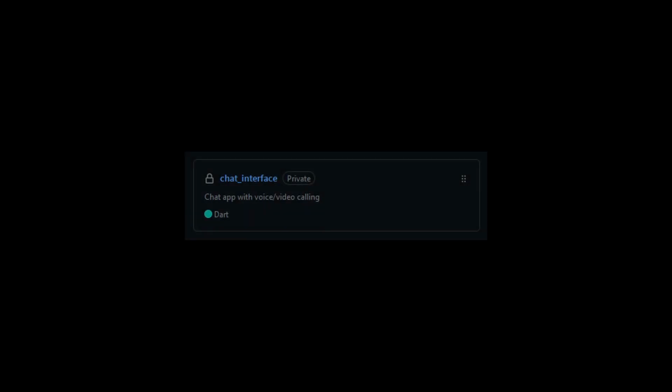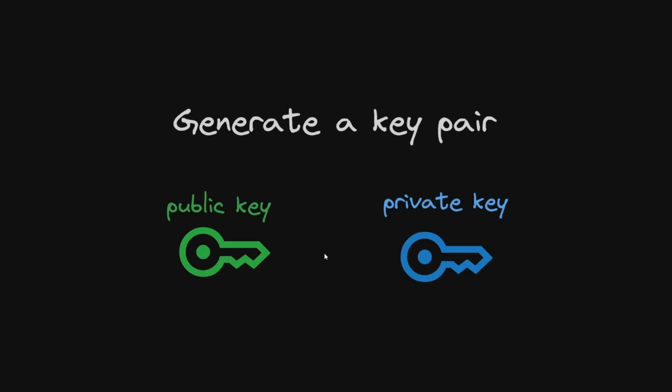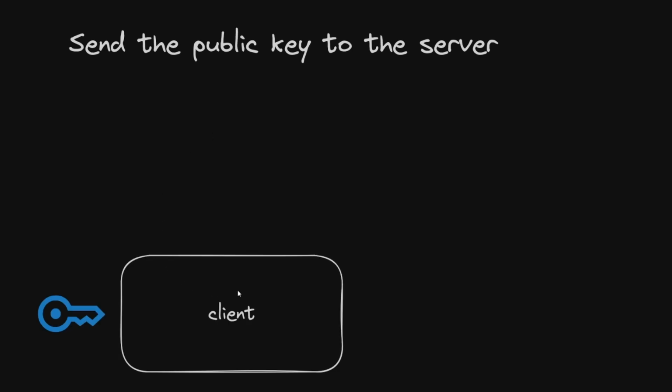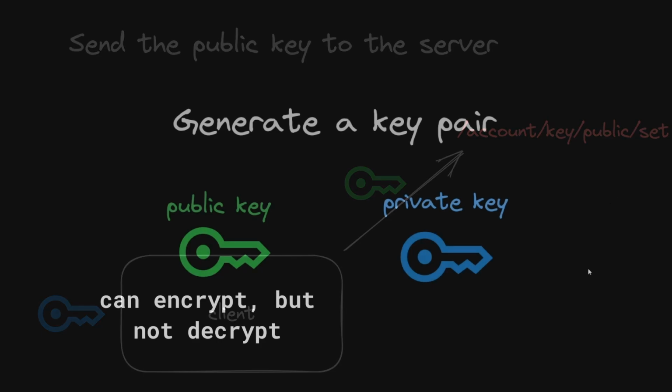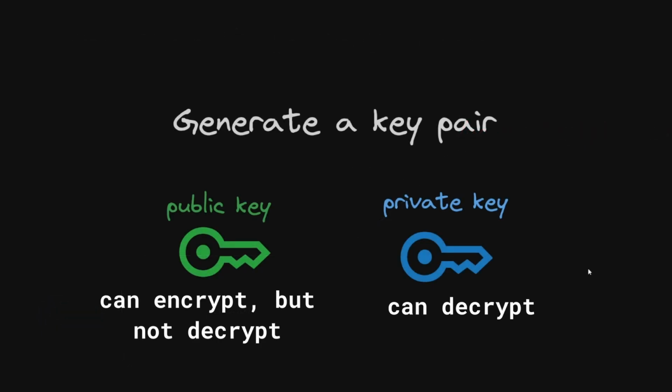But this process already begins when the app launches. Let me explain. When you launch the app, we first generate a key pair with a private and a public key that are associated with your account, but only the public key is sent to the server because it can be used to encrypt messages, but never used to decrypt those same messages. And only the private key can decrypt the messages that the public key encrypted.